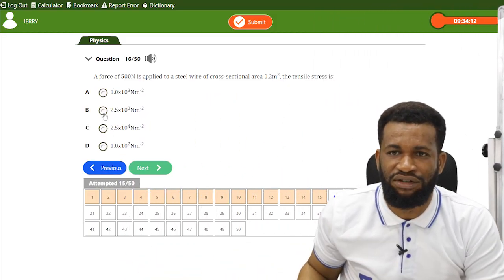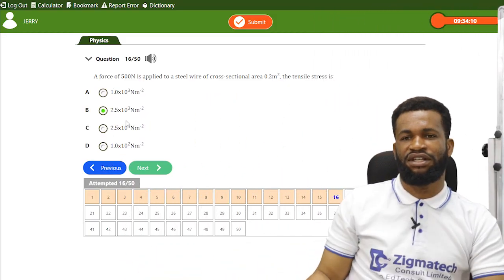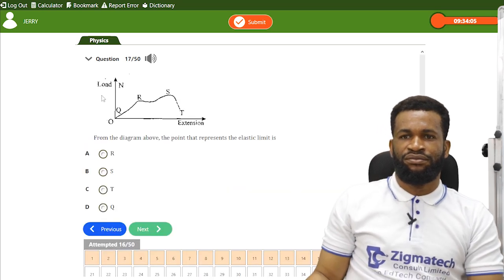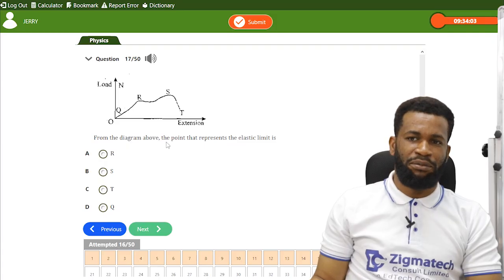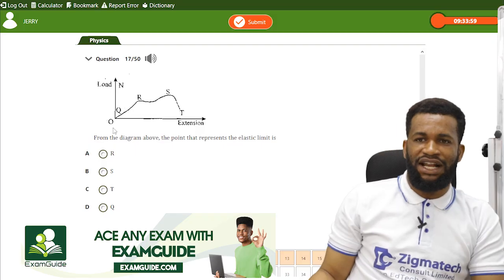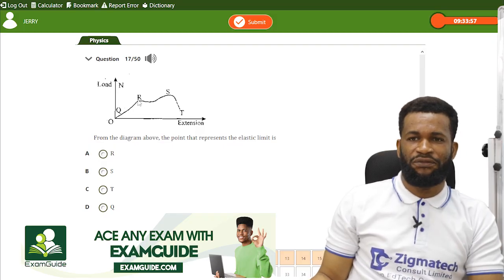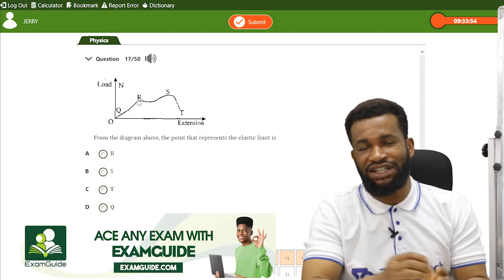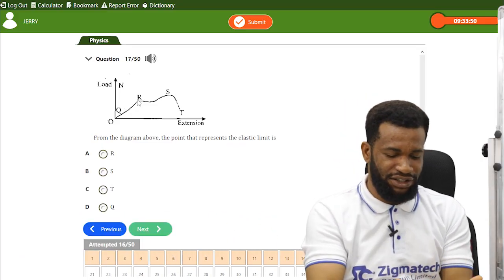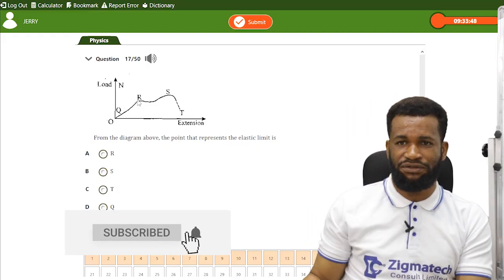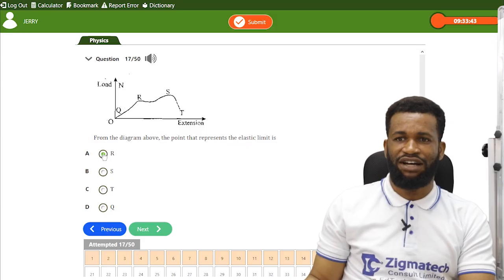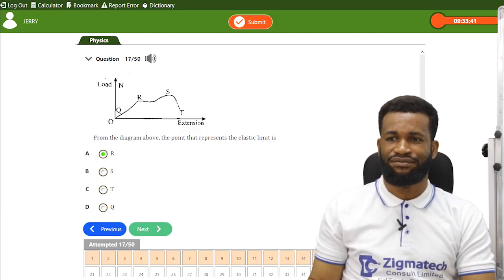So 2,500 is 2.5 times 10 raised to power 3 in standard form. From the graph above, the point that represents the elastic limit is the first length. So the first one is going to be between 0 and r. So at r, I have my elastic limit.